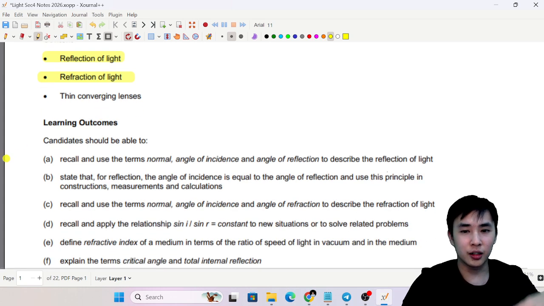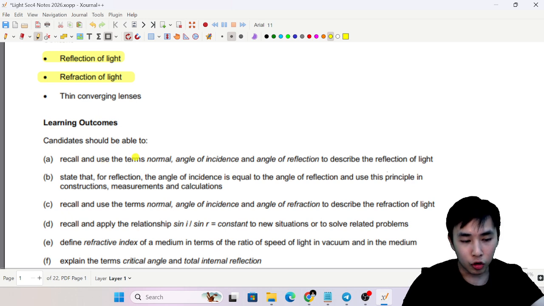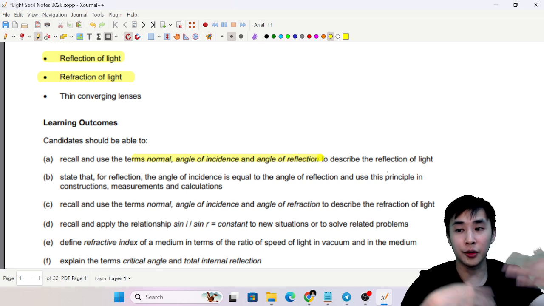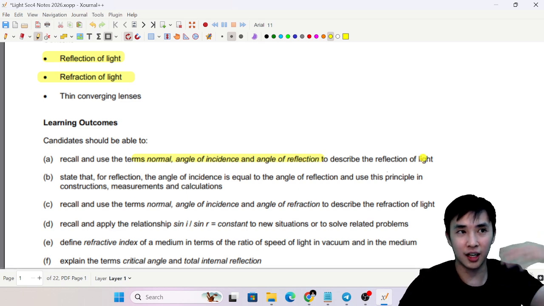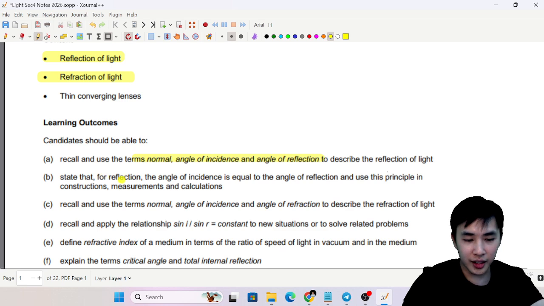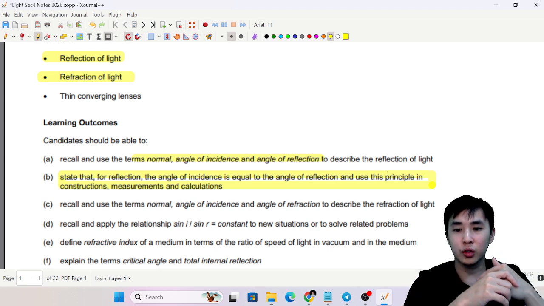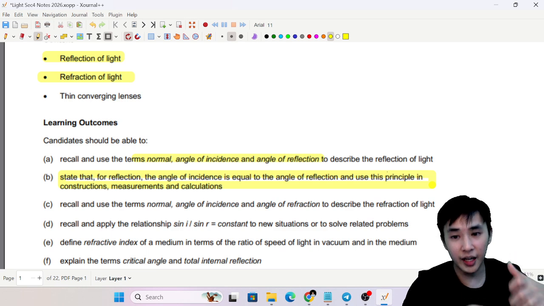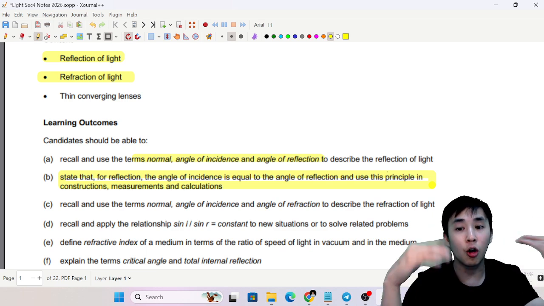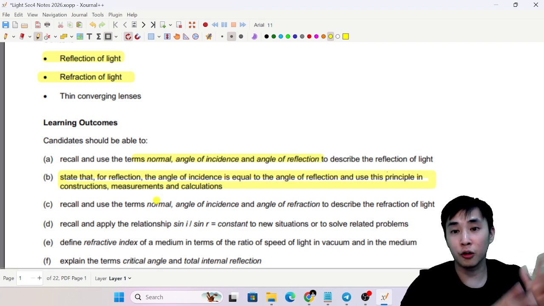If you take a look at the very first learning objective, Cambridge wants you to know what the terms normal, angle of incidence, and angle of reflection are, in order for you to talk about how reflection within light occurs. The next thing they want you to state is this important rule, that the angle of incidence is equal to the angle of reflection. You should also know the rule called the law of reflection. Finally, they also want you to be able to solve problems involving reflection.